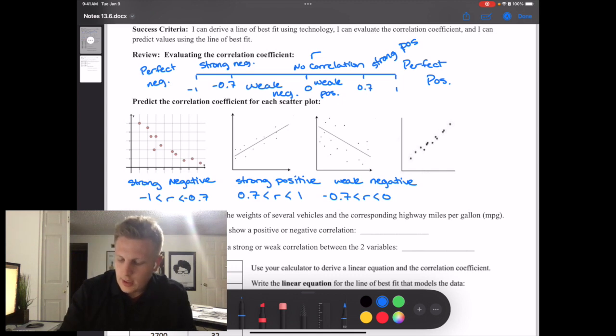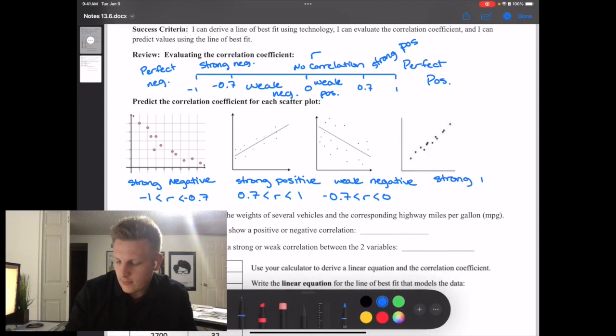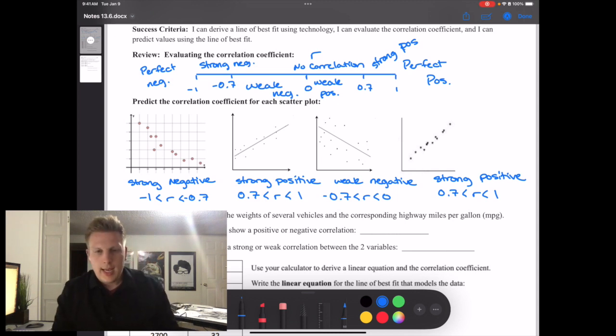And then this last one, it's going up. It looks pretty straight. And so we're going to call that one a strong positive. And just like before, we're going to have that between 0.7 and 1. And so there we go. That's our nice little recap of what we did last week.